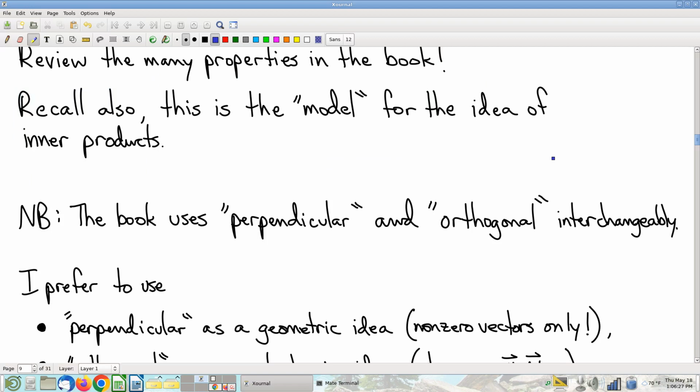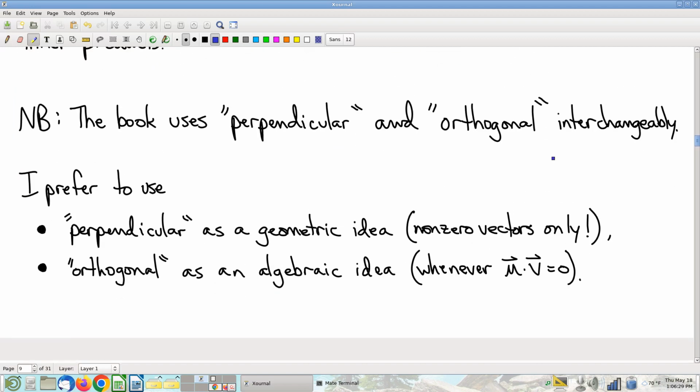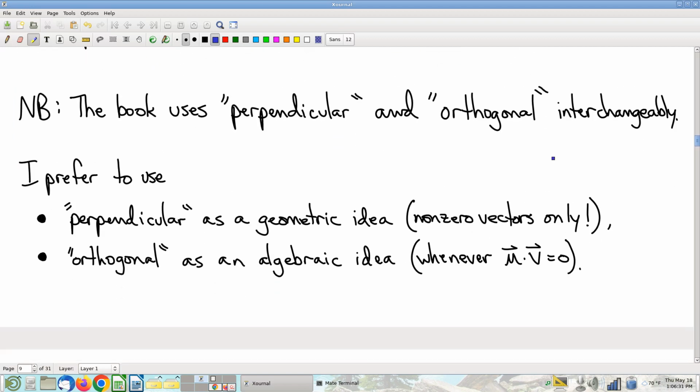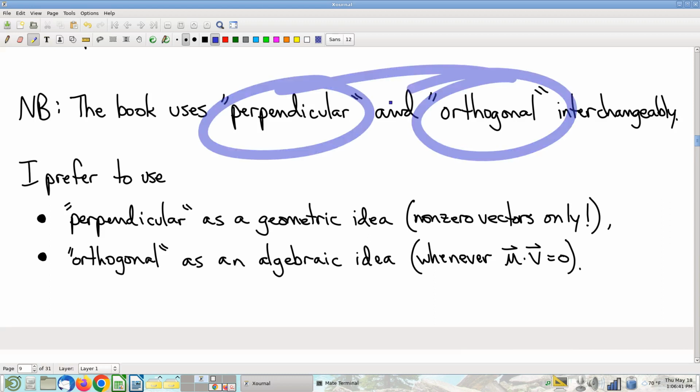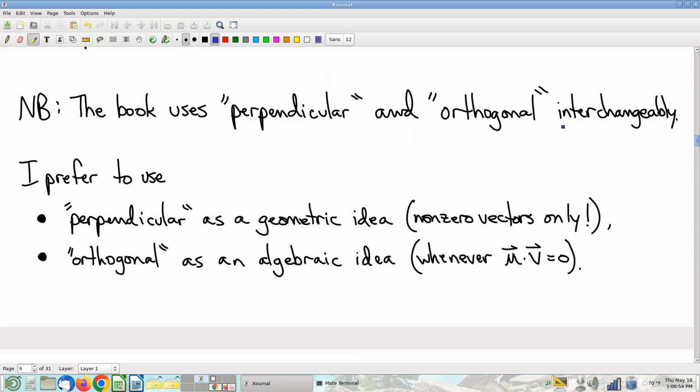Okay, now I have a personal pet peeve. I don't know what you'd call it, but anyway, it's a language thing, again kind of a cultural point. So our book and many others use these two words interchangeably. I don't care for this. I think it's a mistake. I think it's an opportunity missed at best. So let me explain why I have a problem with that.